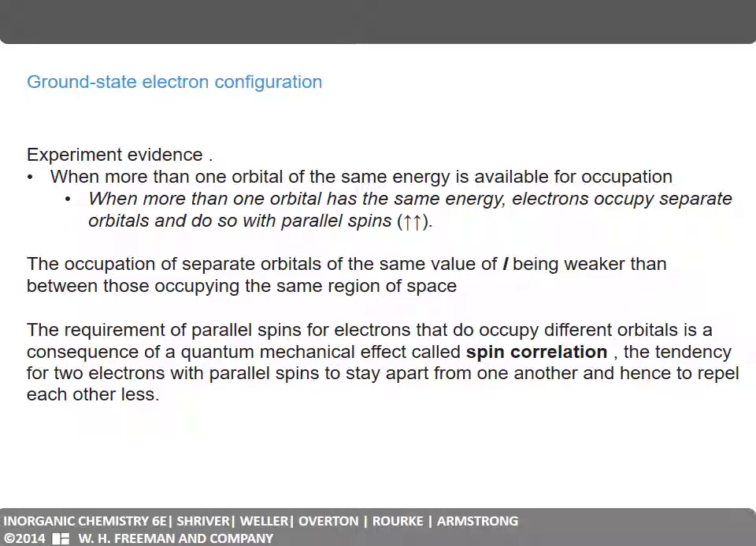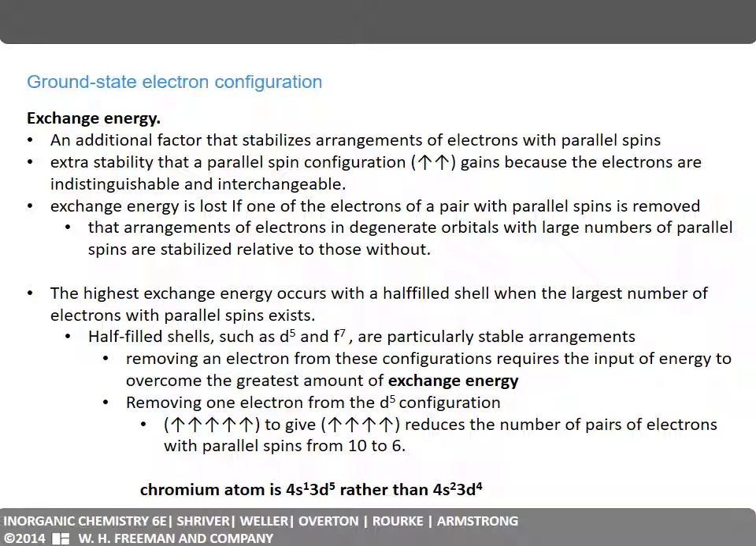But the idea is that there is a tendency of two electrons with parallel spins to stay away from one another. If they stay away from one another, they repel each other less than they would if they were in the same orbital, obviously. Exchange energy has a profound effect on stability. Whenever we have electrons in parallel spin, it is a stabilizing arrangement.